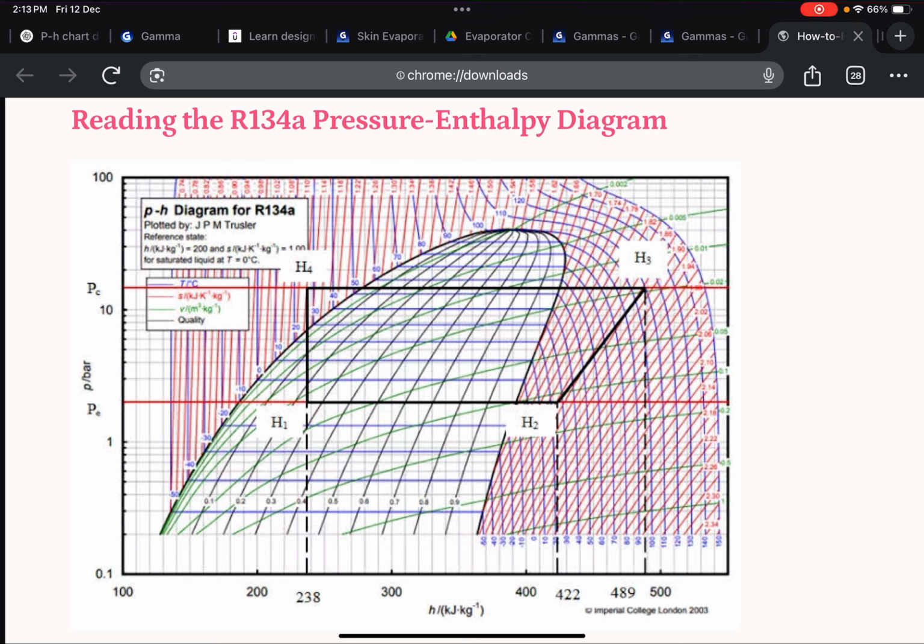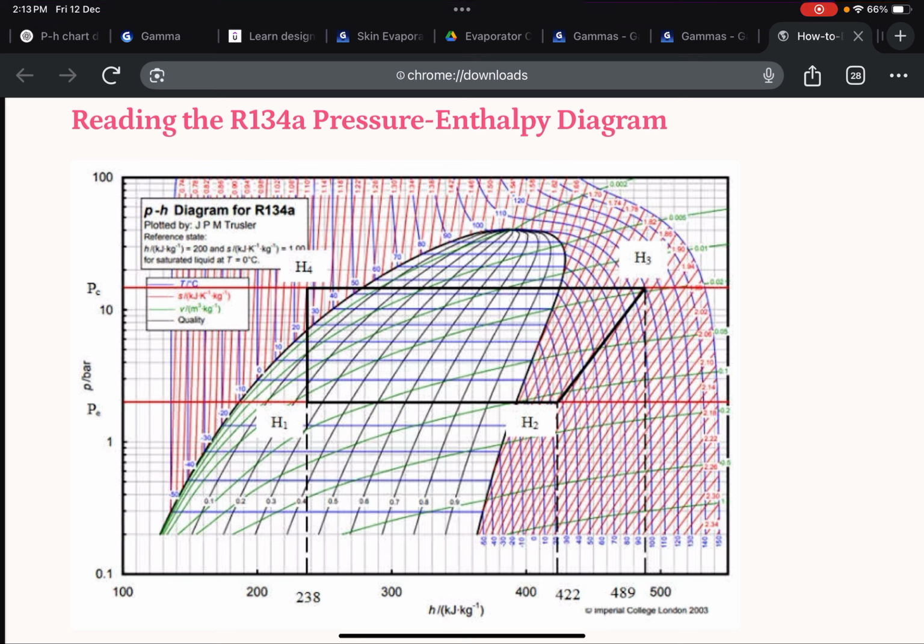PC is the pressure line which would correspond to the condenser pressure, and PE is the pressure line which would correspond to the evaporator pressure. So you see here that two horizontal lines are drawn, right? And the cycle would operate between these two pressures, evaporator pressure and condenser pressure. Condenser pressure is the higher pressure, evaporator pressure is the lower pressure, right?